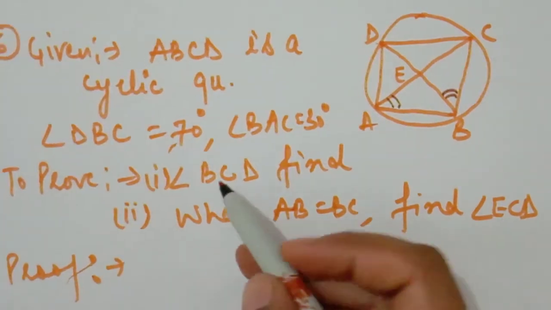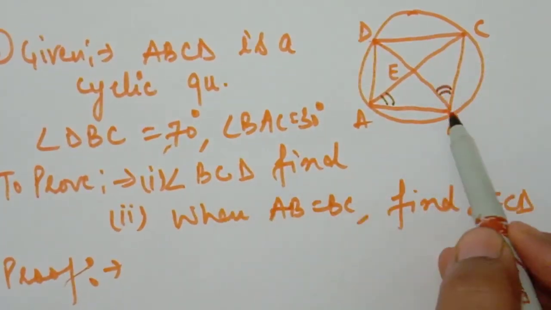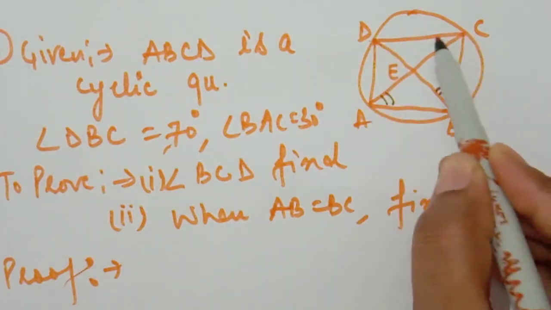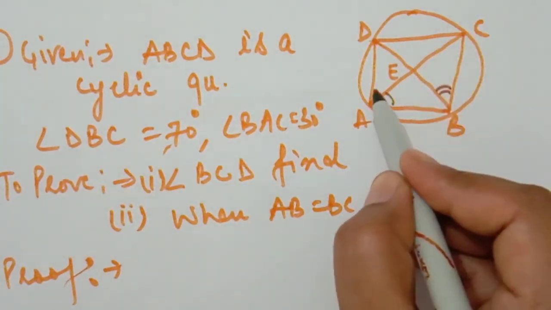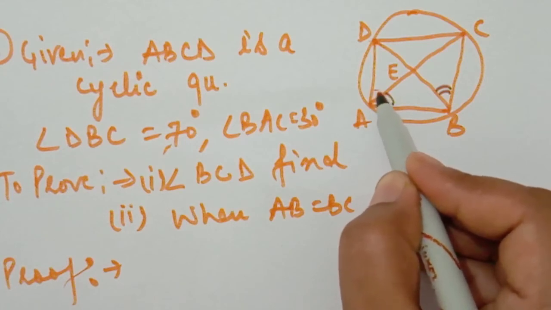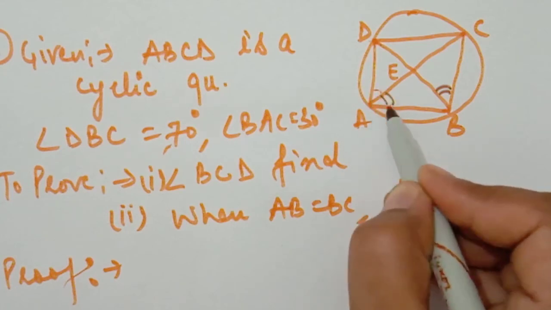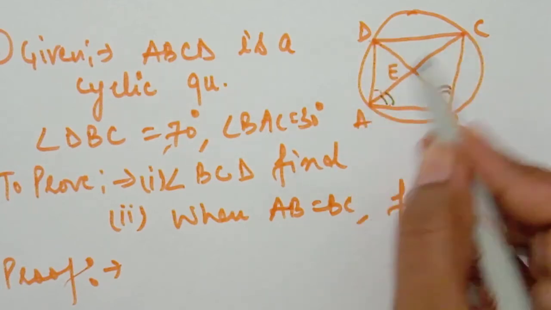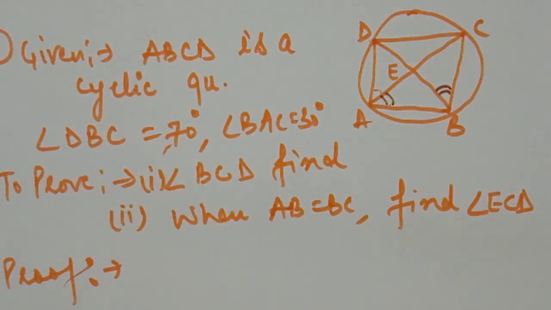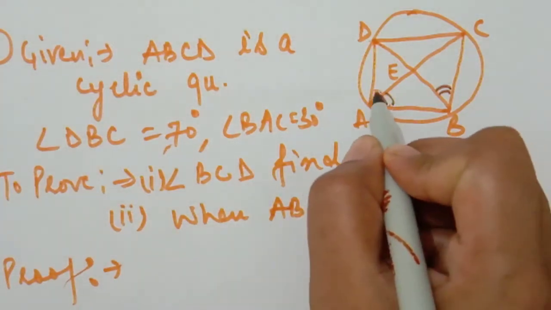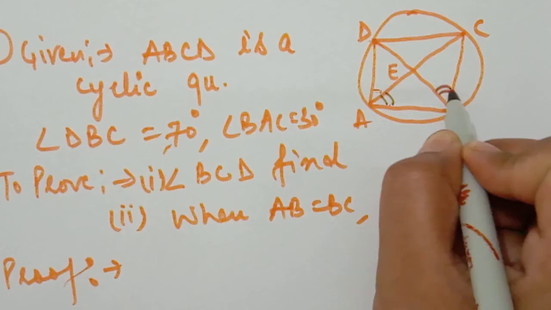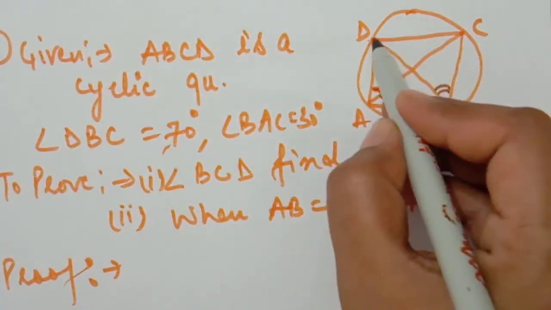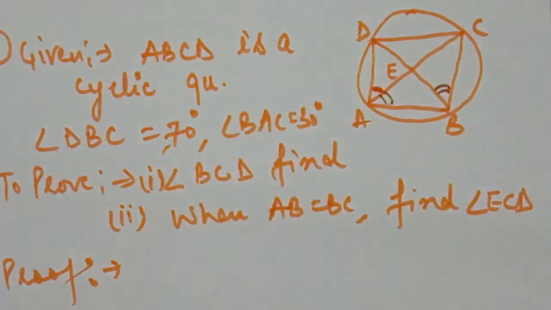Now students, prove. First of all, we have to find angle BCD in the first part. BCD, this complete angle we have to find. If we find angle A, then we will know angle C. We know that ABCD is a cyclic quadrilateral, so the sum of opposite angles is 180. And finding angle A is very easy, because this angle and this angle are equal to each other. They are in the same segment, made by the same arc DC.